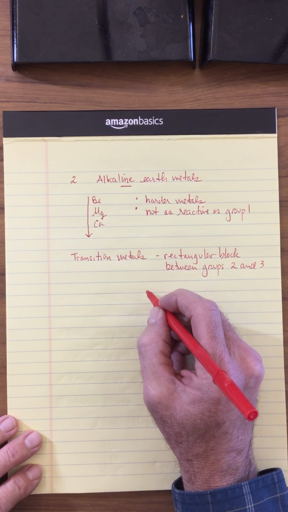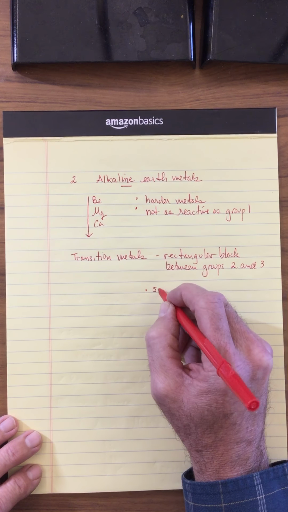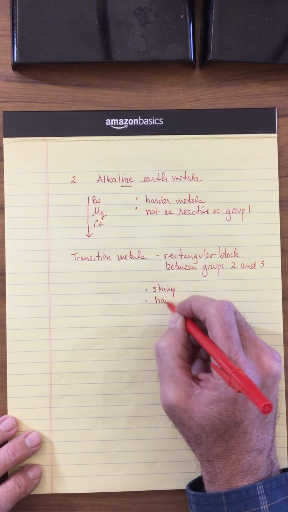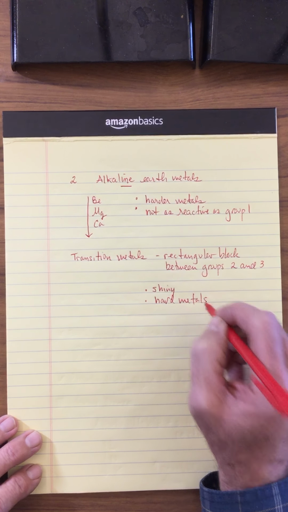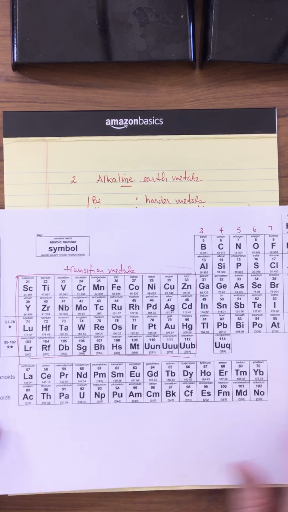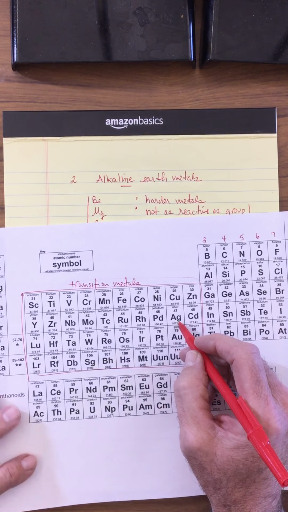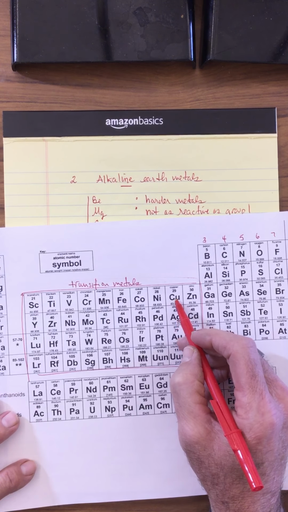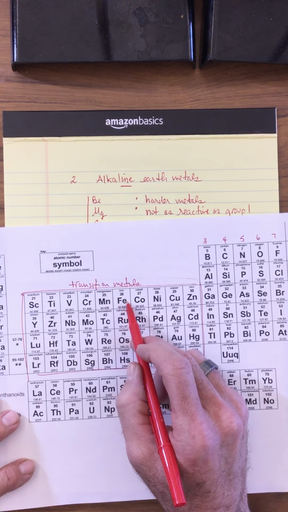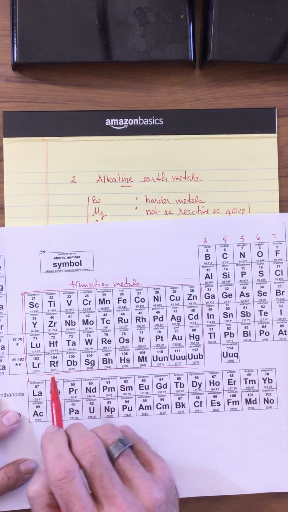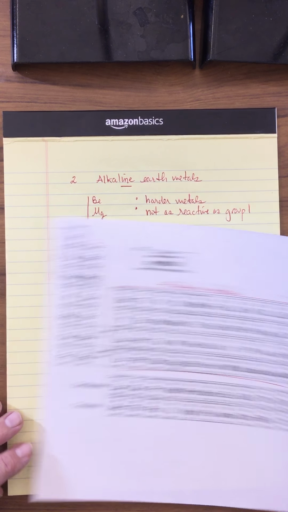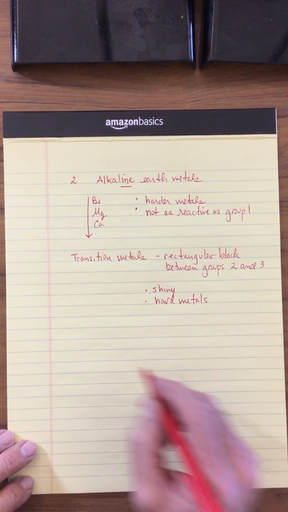Okay, so some of the characteristics of these guys is they're all going to be very shiny, and they're all hard metals. So they're shiny and they're hard metals. Some very typical ones you might be able to recognize are going to be Ag for silver, Cu for copper, Ni for nickel, Fe for iron, zinc, Zn, Au for gold. Okay? These are all going to be your very, very hard metals.